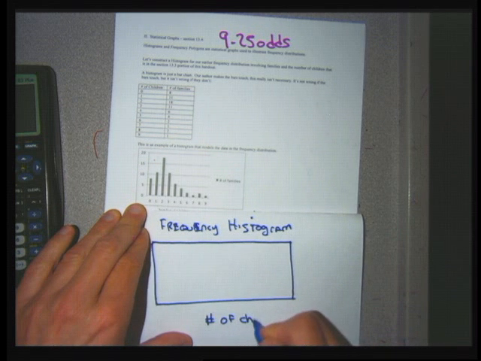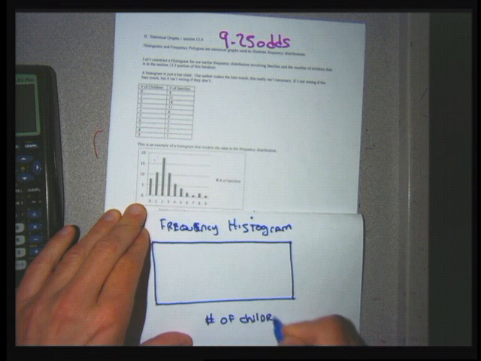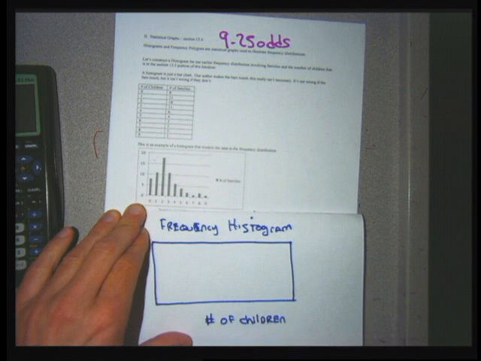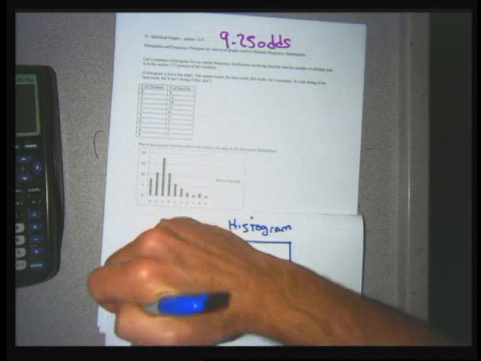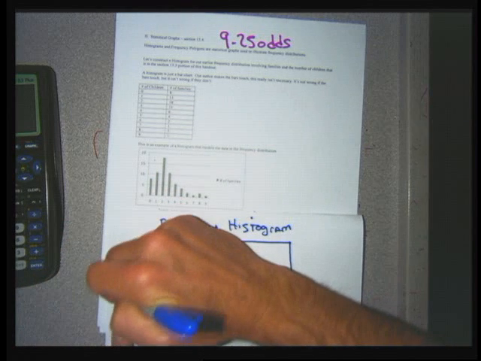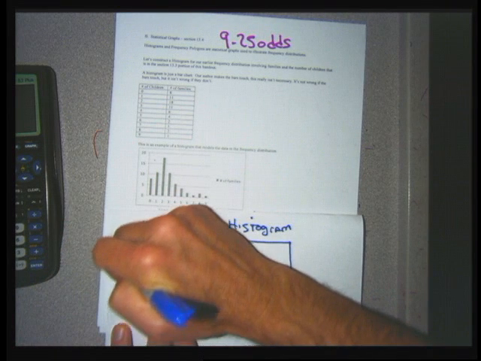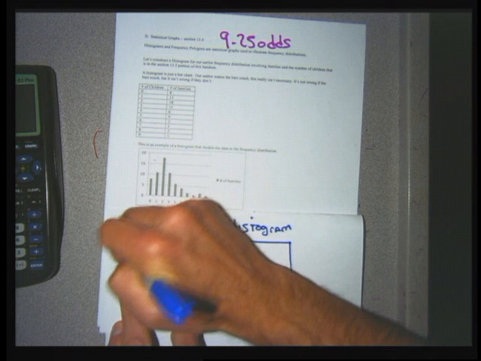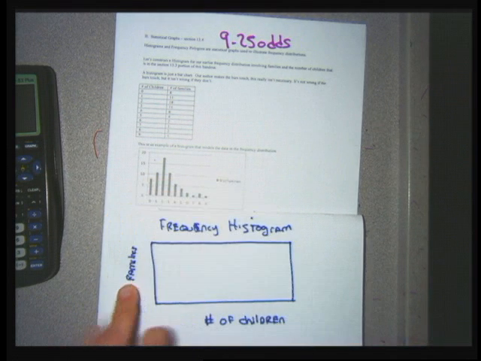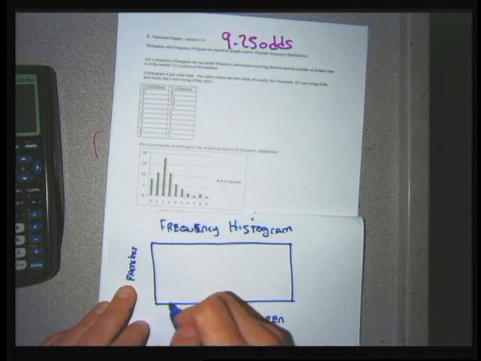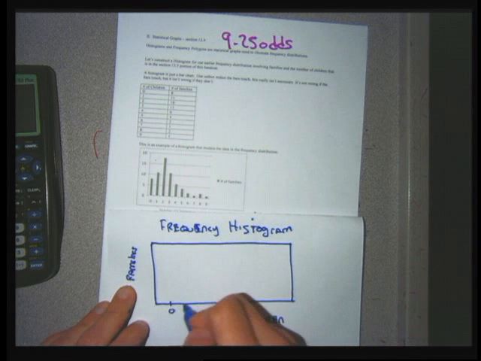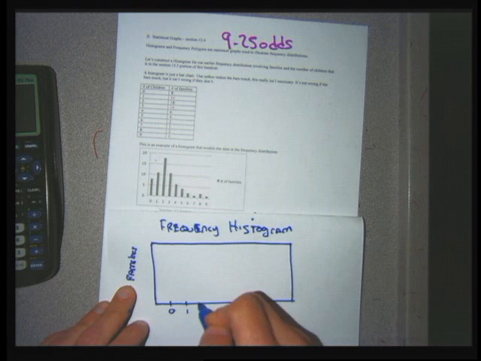So the numbers in the left-hand column refer to the number of children. I'm going to write that word on the bottom, and on the left-hand side, I'm going to write the heading of the right-hand column. The number of children go from 0 through 9, so I'm going to make a little tick mark for each of the numbers from 0 through 9.